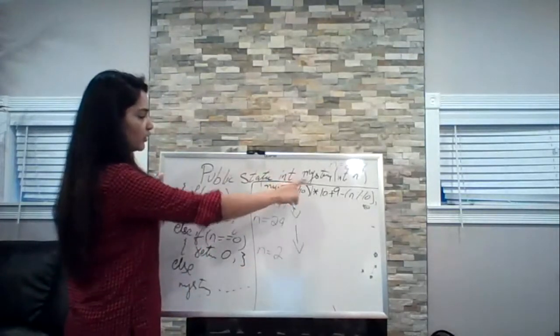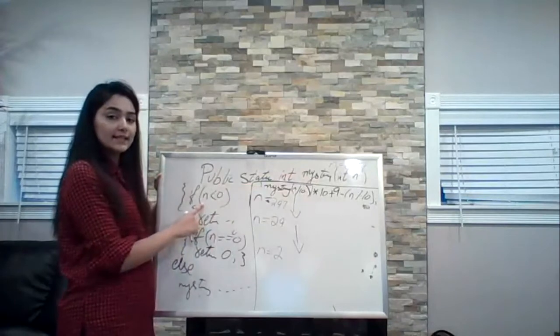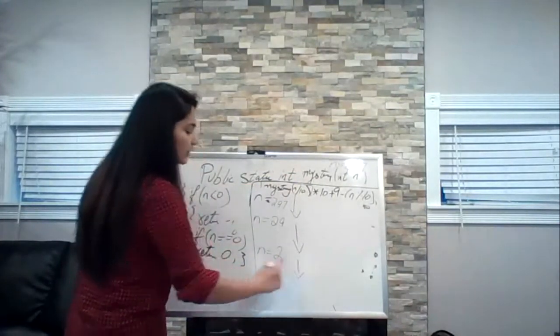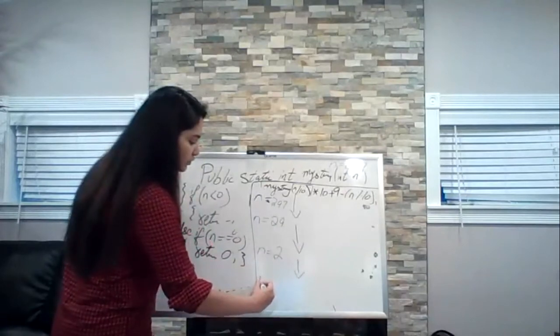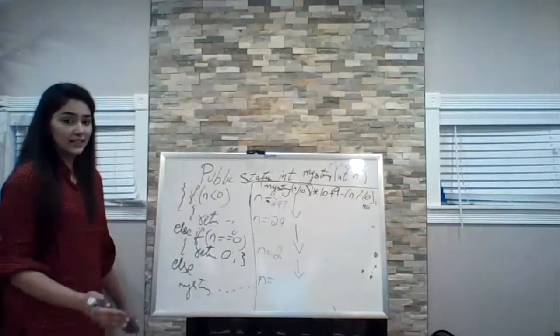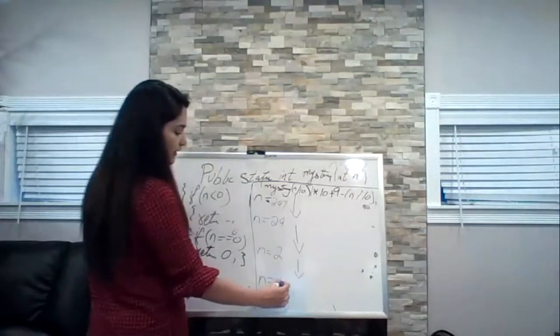Again you will make a mystery call. Your n is 2. Is it less than 0? No. Equals 0? No. Again you will drop the arrow down. 2 divided by 10. So what will be 2 divided by 10? Your n will be equal to 0. Now your n is 0.